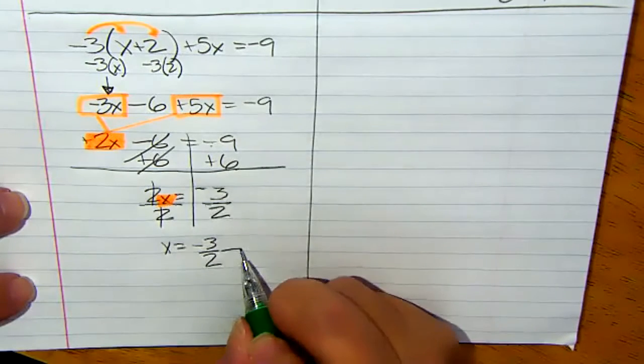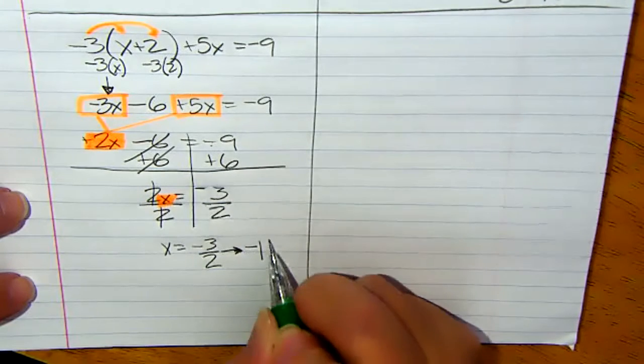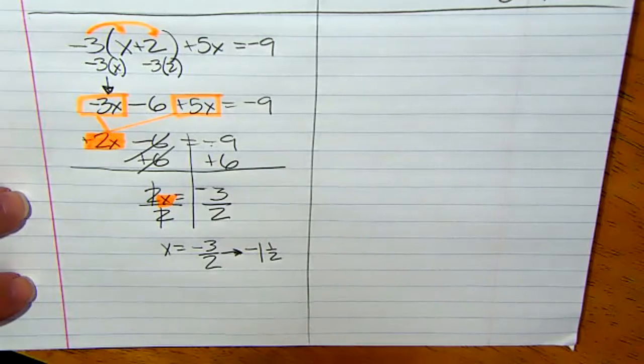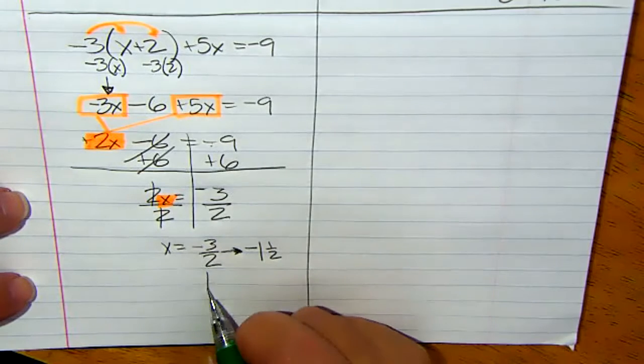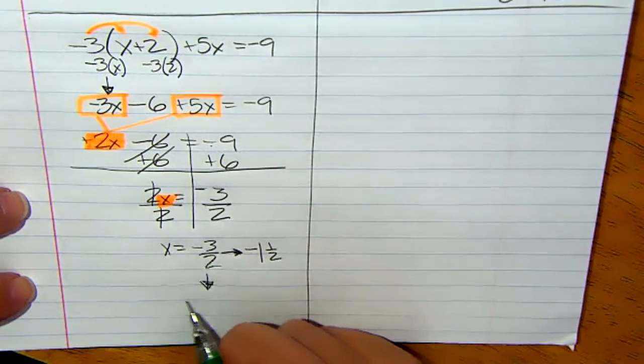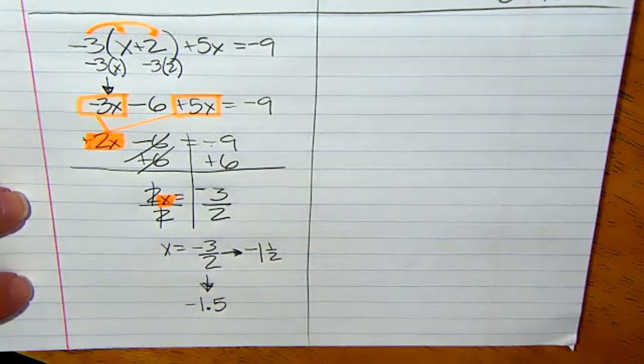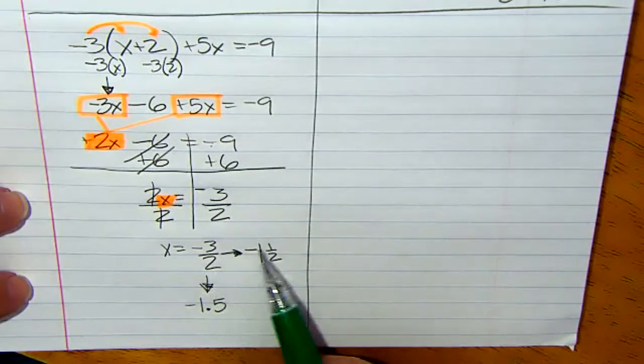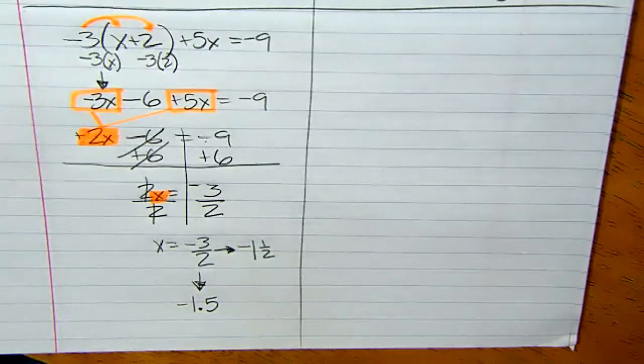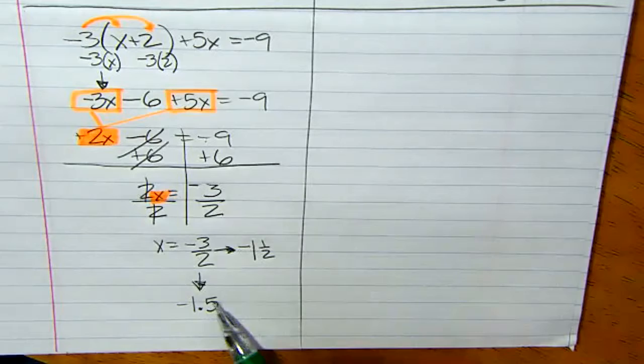Now, -3/2 can be written as -1 1/2, or it can be written as -1 5/10. All three of these have the same value. So any one of those three would be acceptable.